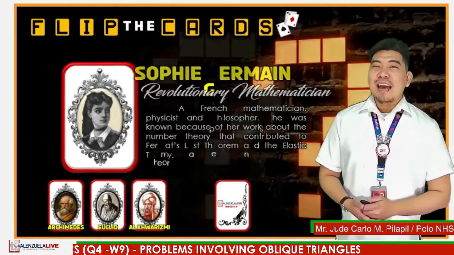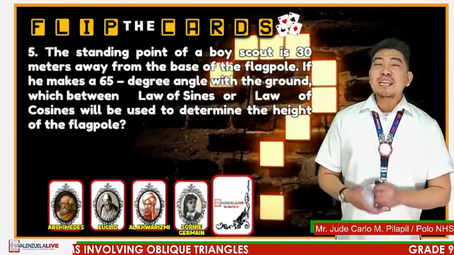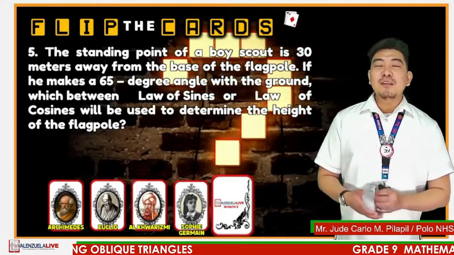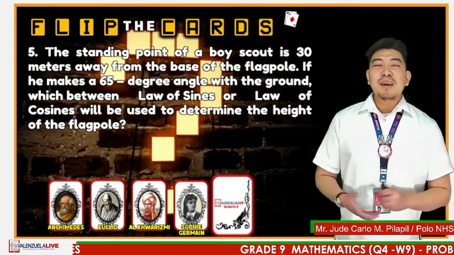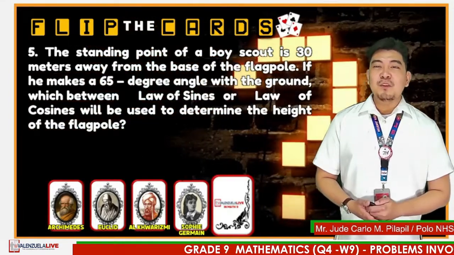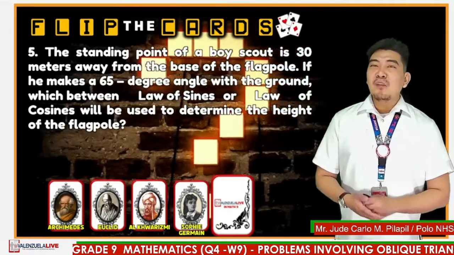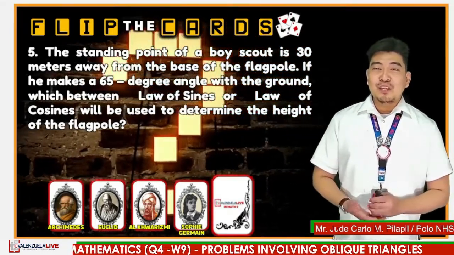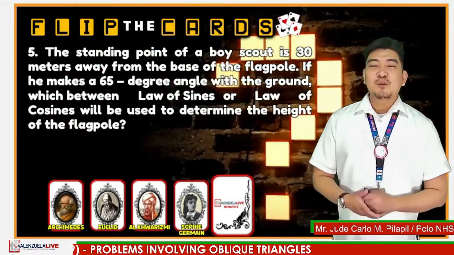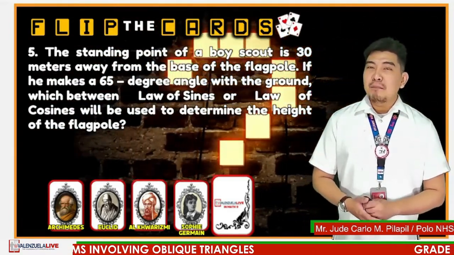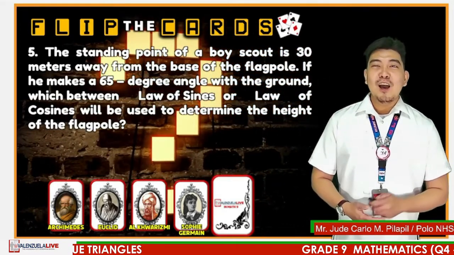Let us have the last item. Item number 5. The standing point of a Boy Scout is 30 meters away from the base of the flagpole. If he makes a 65-degree angle with the ground, which between the law of sines or the law of cosines will be used to determine the height of the flagpole? Sketch the illustration that represents the problem before you decide for your answers. 10 seconds, go!